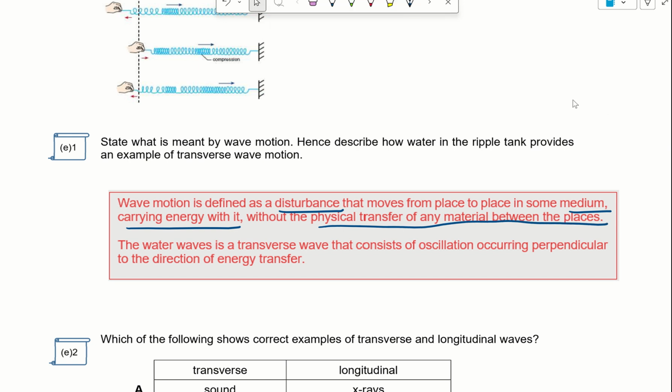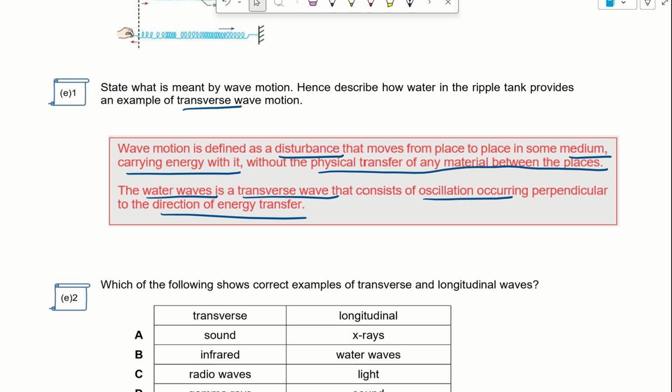Okay, so the next mark is describe how water in the ripple tank provides an example of transverse wave. So the water wave is a transverse wave, right? It consists of oscillation occurring perpendicular to the direction of energy transfer.